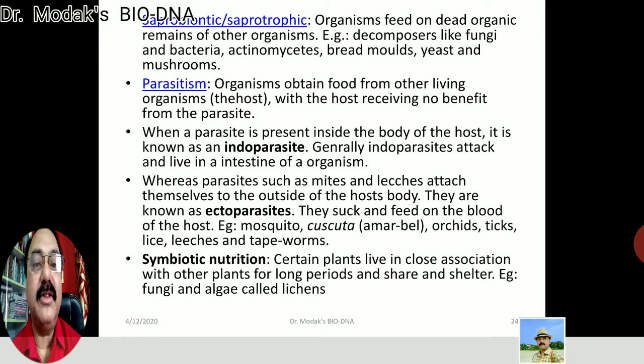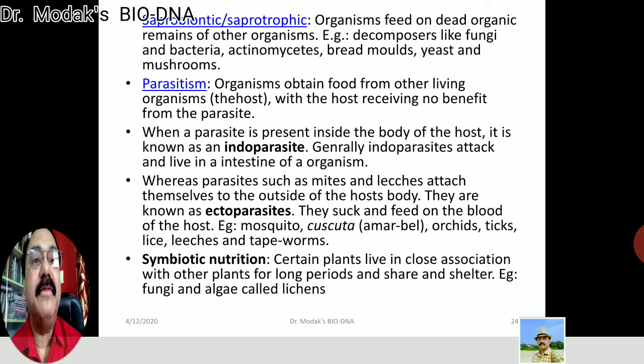You know, after the death of plants and animals and any organism, their body goes to the soil. So it becomes dead matter. Sometimes animals do excretion, and the excretory matter of animals is also organic matter. The organisms which feed on this dead and decaying organic matter are called decomposers. They are called saprophytic organisms.